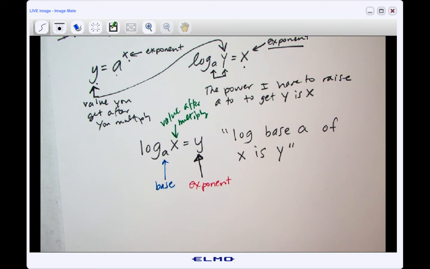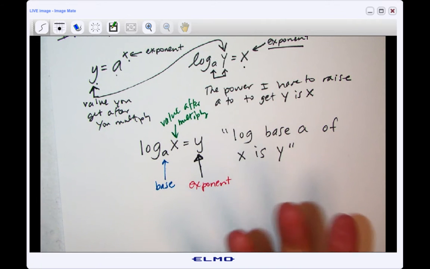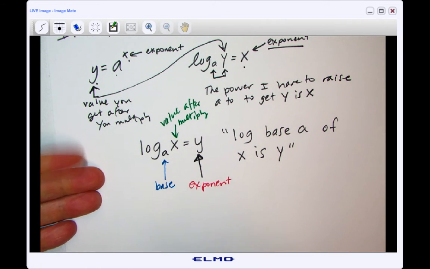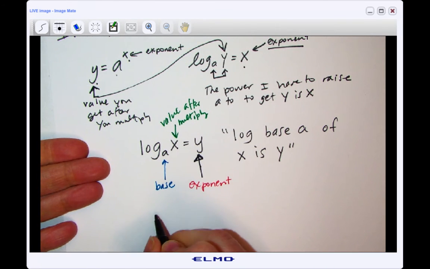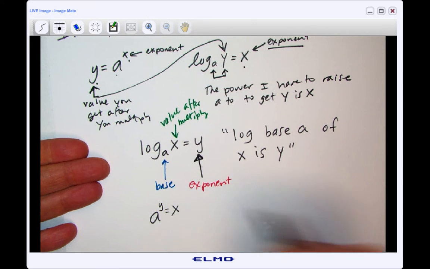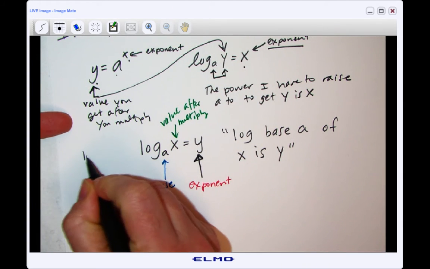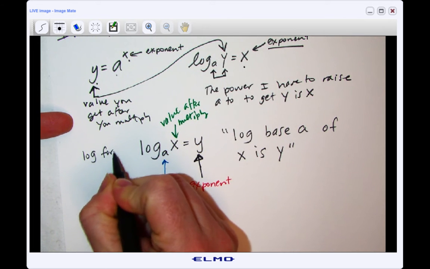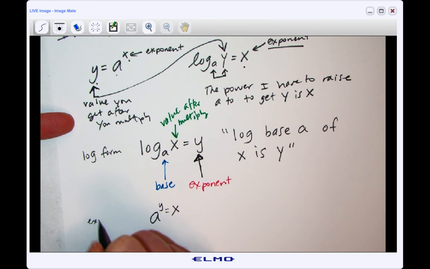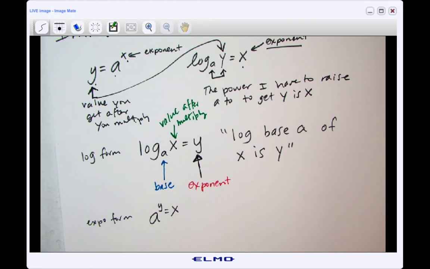Now we could rewrite these as exponents, in exponential form, or we can write them in logarithmic form. If I rewrite this one, we just saw what that would look like. It says base a to the what is equal to x. So this would be in logarithmic form, and this one would be in exponential form. And you can write the same thing in either form. You can give the same information in either form.